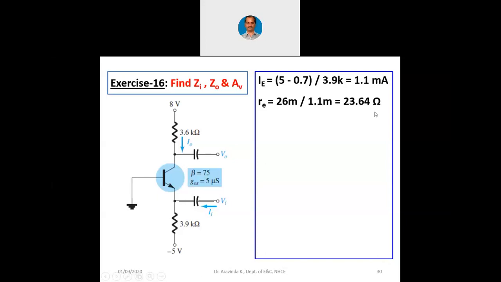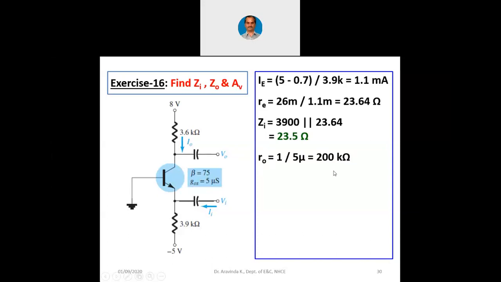We can find out Zi now. Zi is 3900 parallel with 23.64, capital RE parallel with the small re. Naturally, you will get a value which is very near to 23 itself, that is 23.5 ohms. Next, for ro, he has given an output conductance of 5 microsiemens. So ro is 1 by 5 micro, which is 200 kilo ohms.